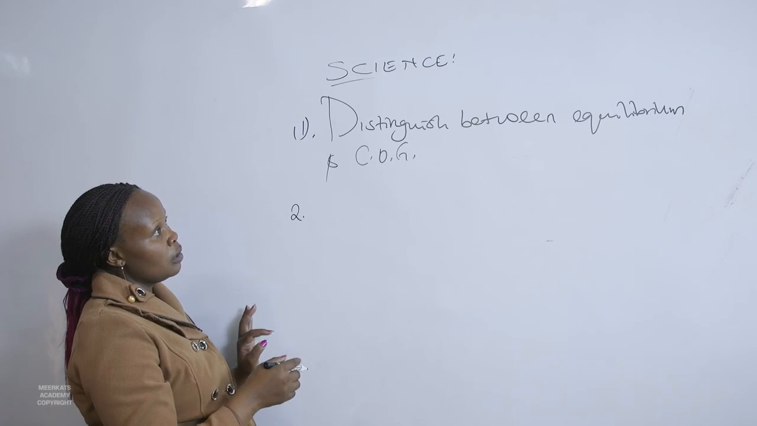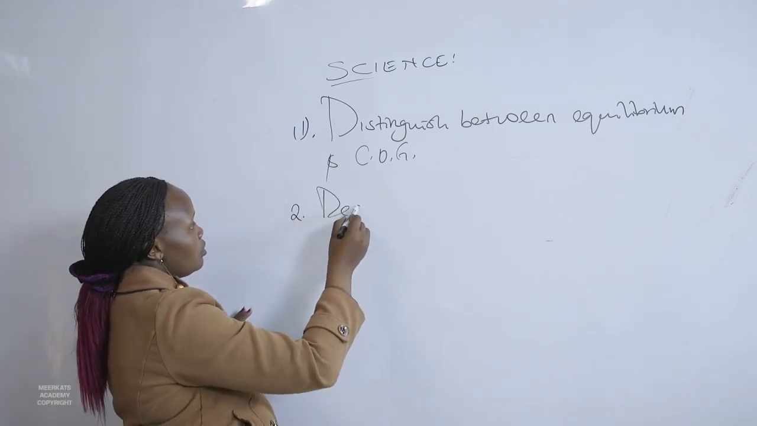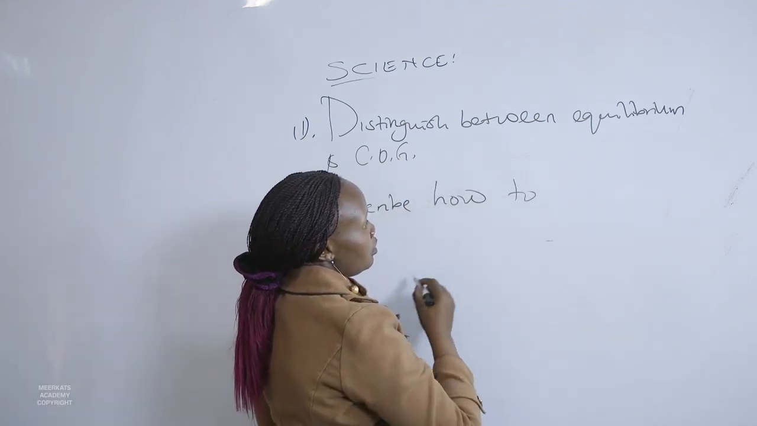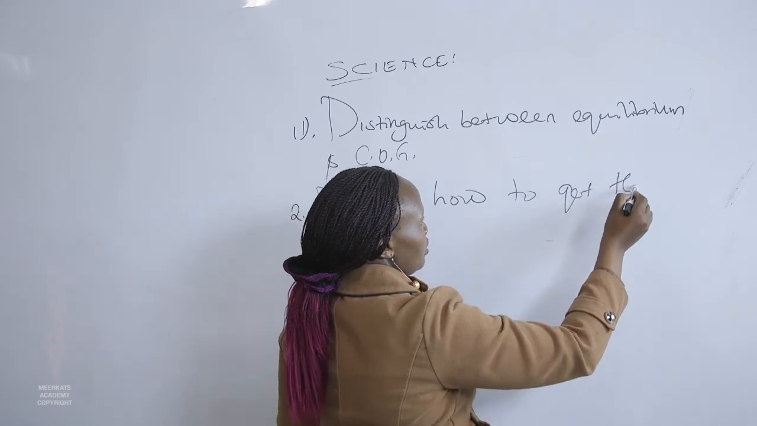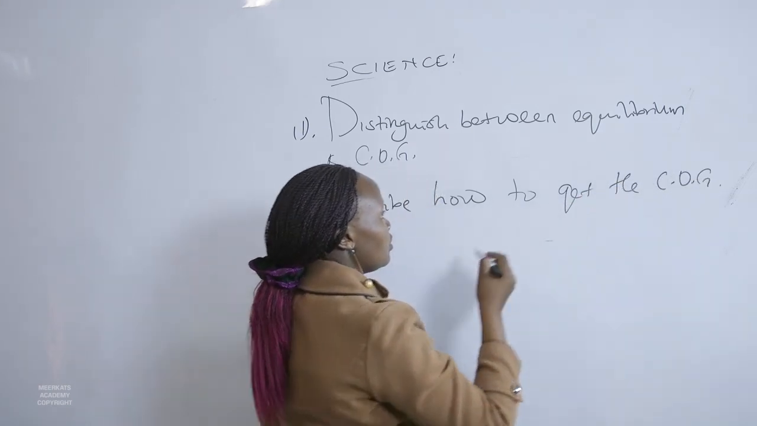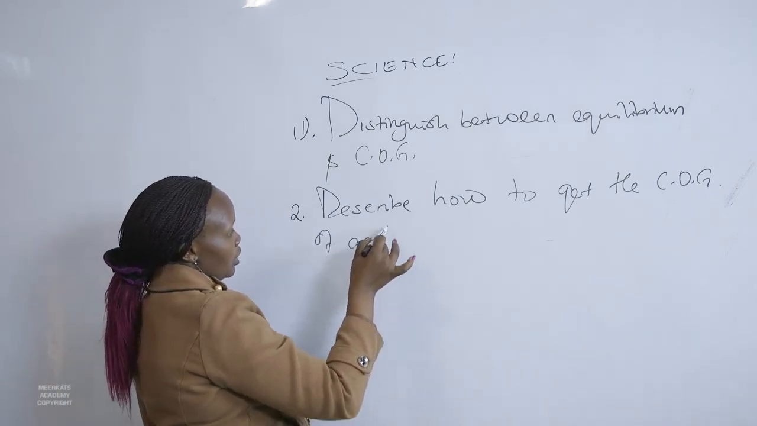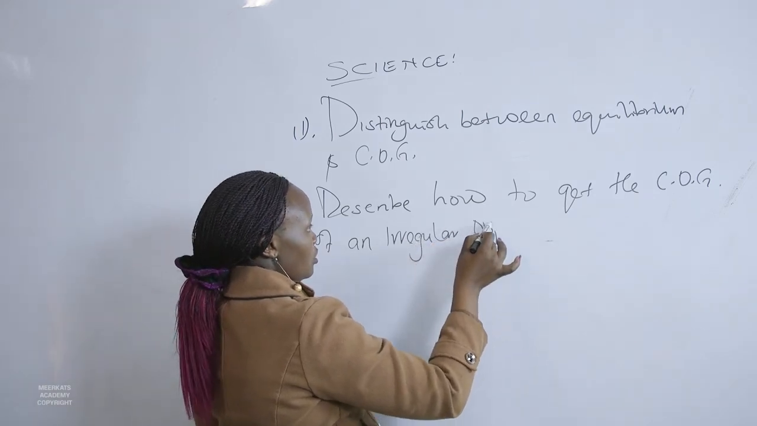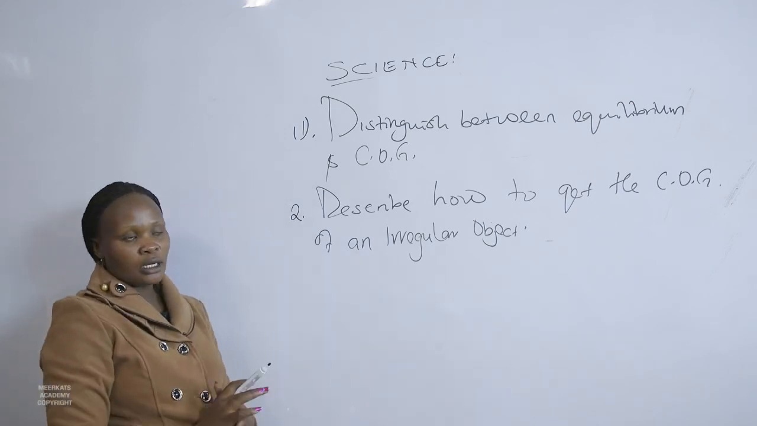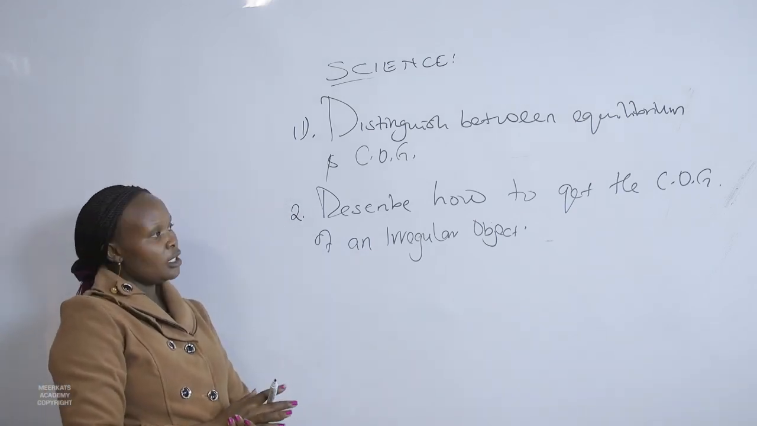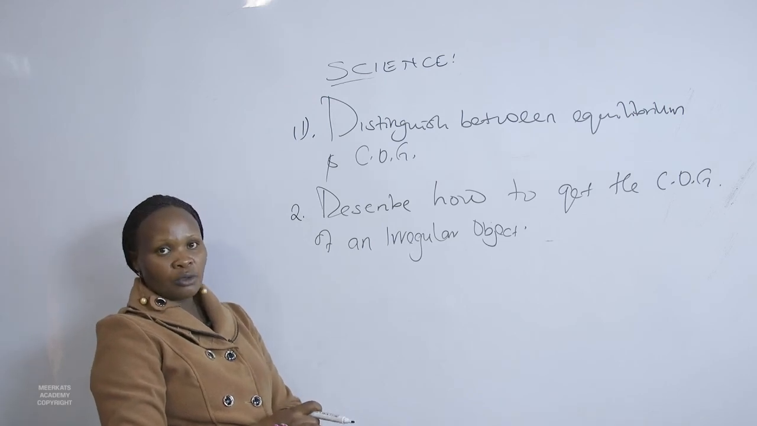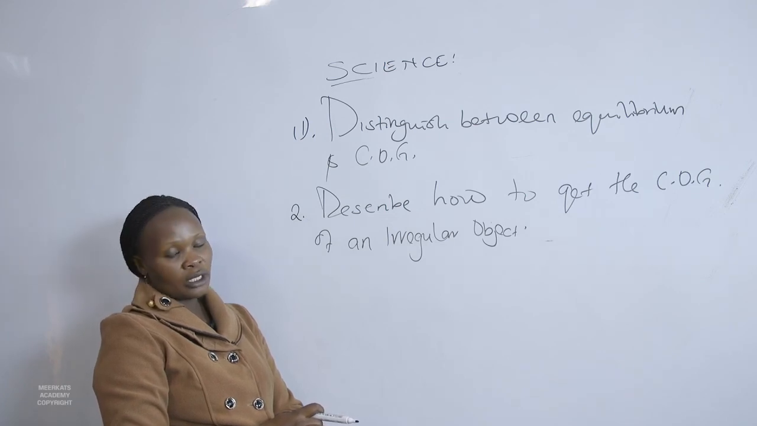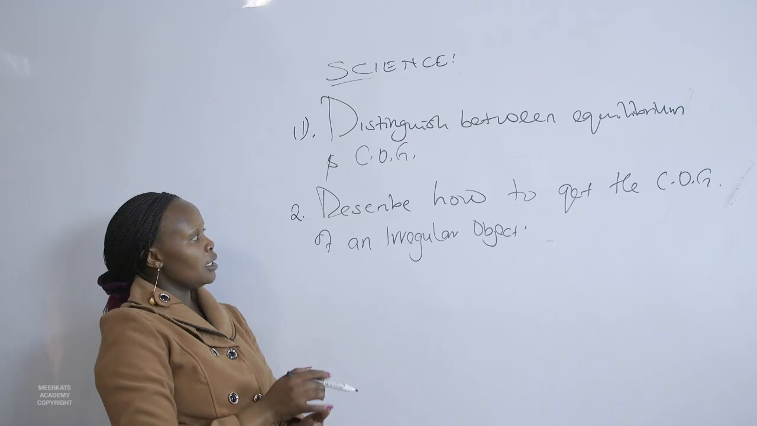Number 2, you can describe how to get the center of gravity of an irregular object. We did describe that where we made some holes on an irregular object, then we suspended and we drew the lines traced by the plumb line.